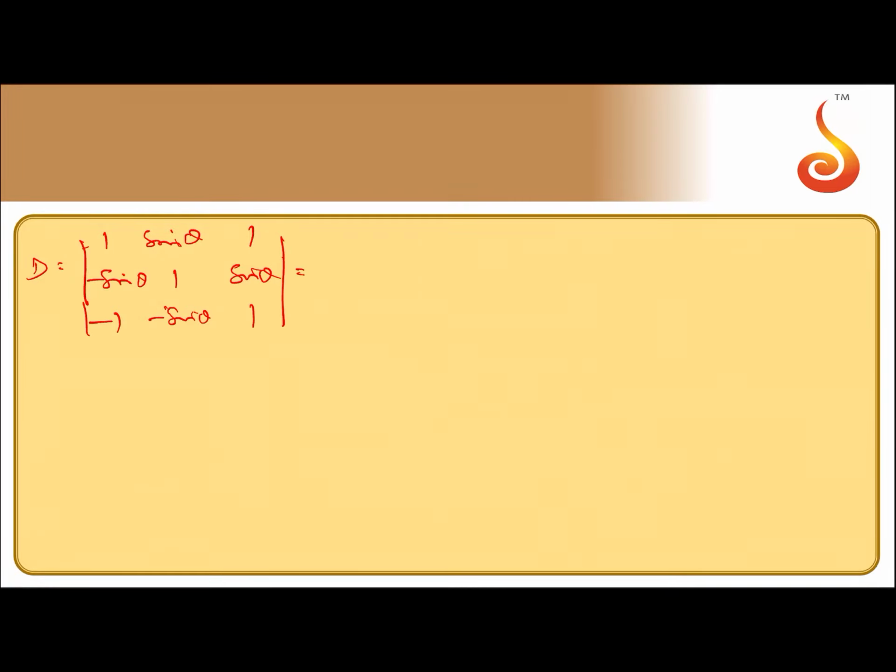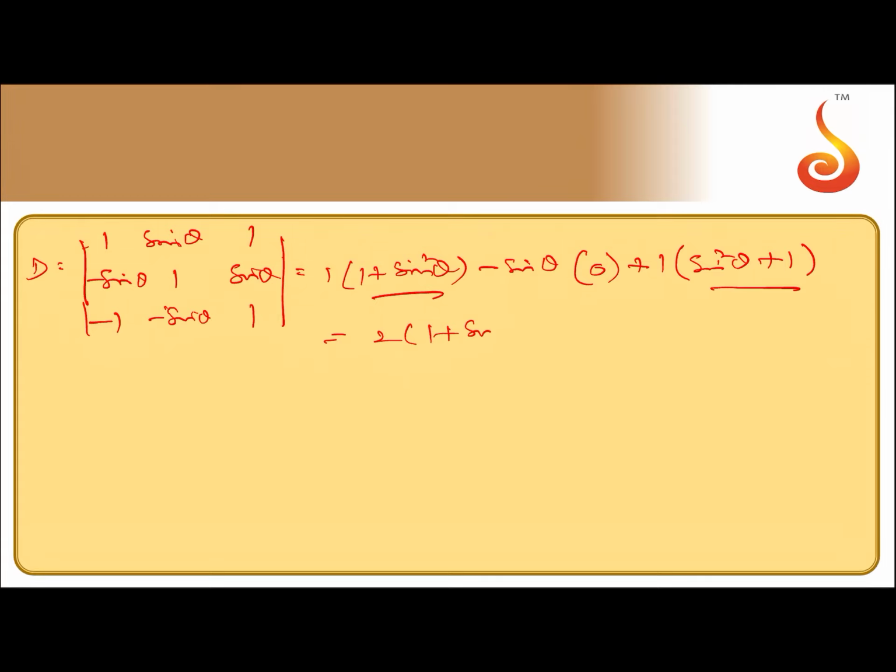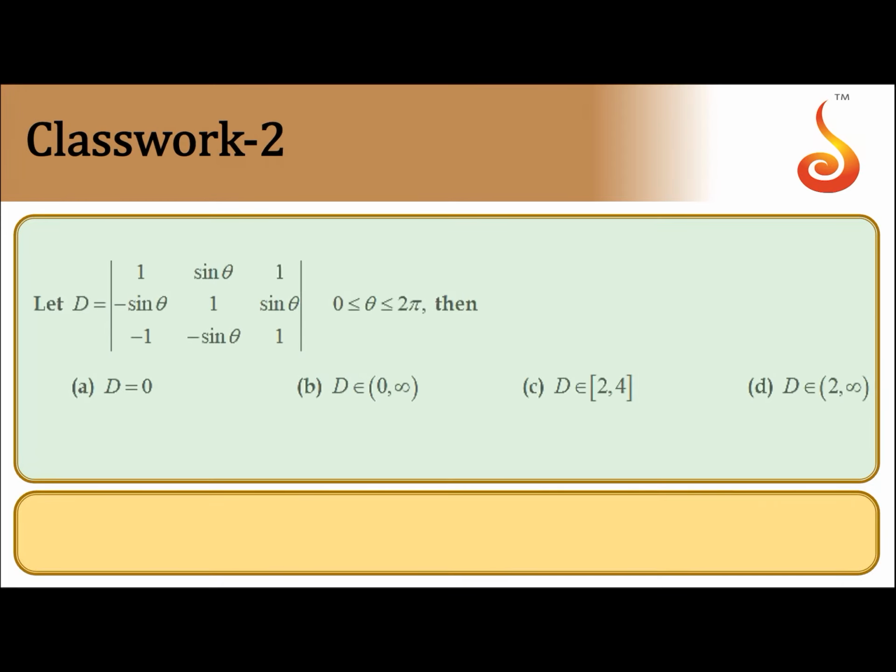The determinant value when you expand, I hope you'll be getting 1 plus sine square theta, minus sine theta multiplied by, it is minus sine theta plus sine theta, that is 0, and plus 1 multiplied by sine square theta plus 1. So clearly you could see that this is 2 times of 1 plus sine square theta. We know from basic trigonometry, sine square theta lies between 0 and 1, and therefore 1 plus sine square theta lies between 1 and 2, and therefore the determinant lies between 2 and 4, because it is twice of this value. So the range is equal to 2 to 4.